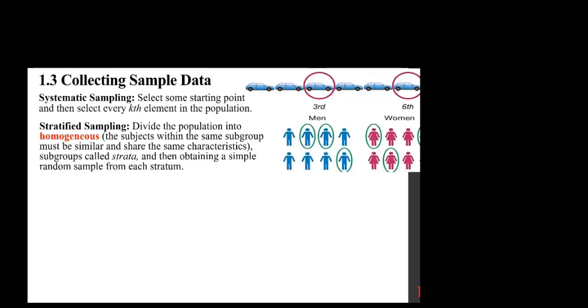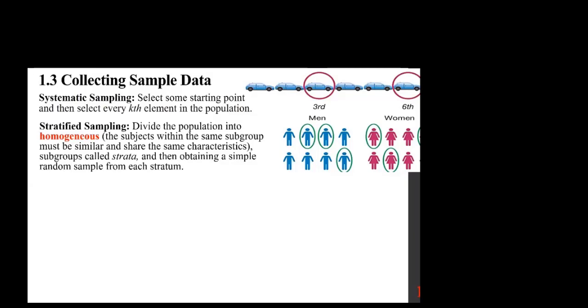Systematic sampling. Select some starting point and then select every kth element in the population. So that's the idea behind systematic sampling. Next. Stratified sampling. Divide the population into homogeneous subgroups called strata, and then obtain a simple random sample from each stratum. That's the idea, okay? And you pick a few from each.